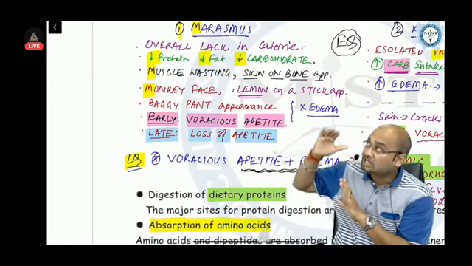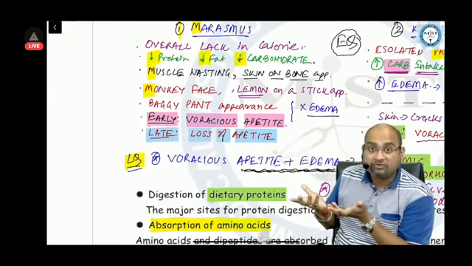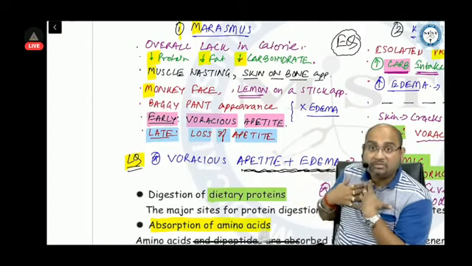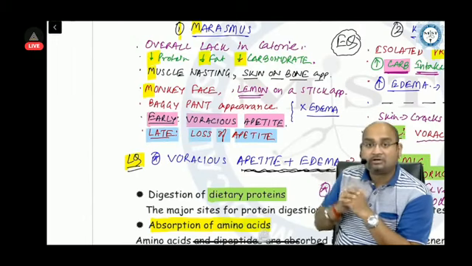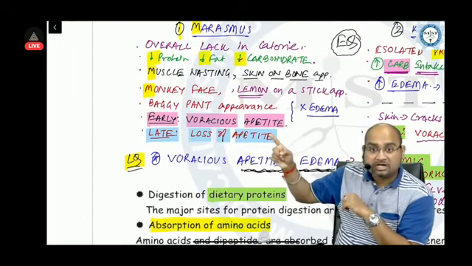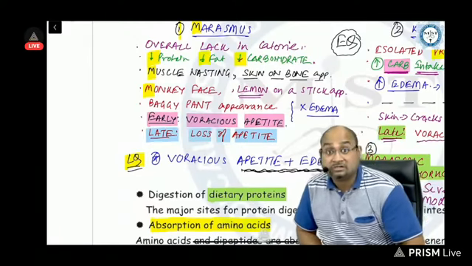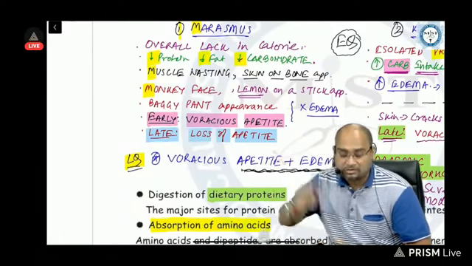Sadhus and sanyasis in the Himalayas do not have money to buy food, they are not having much food, but they are healthier than us because the body has adapted to survive at a low level of food. They will also go through this adaptation. Loss of appetite can also be seen in late stages of marasmus. Yes, early voracious appetite, late loss of appetite.